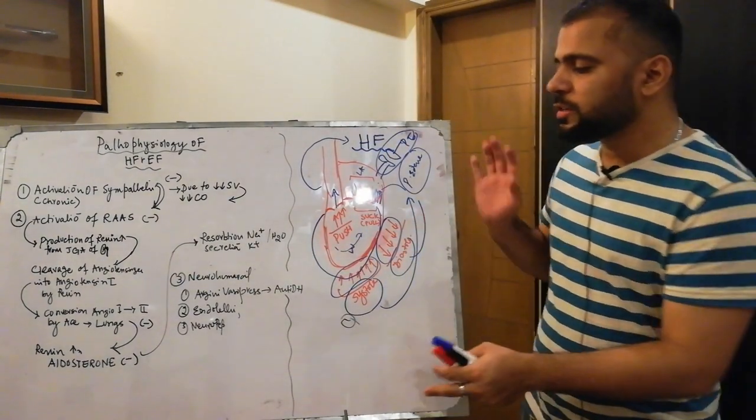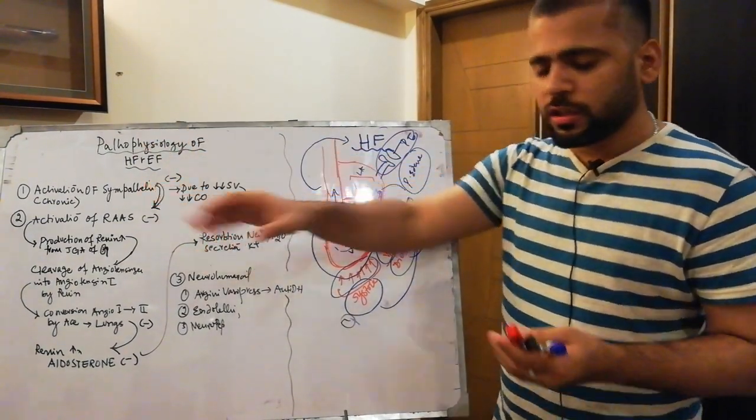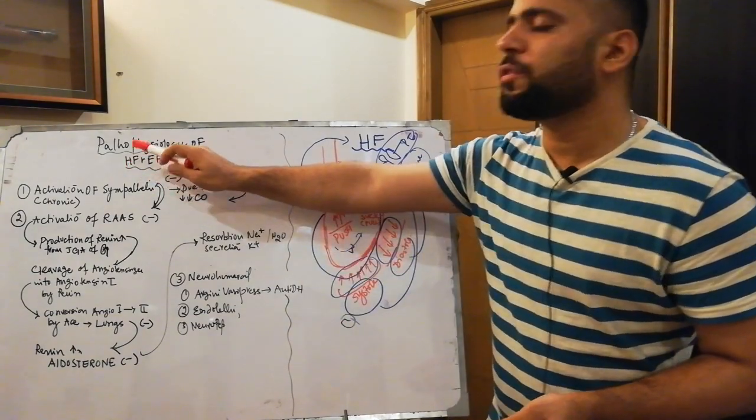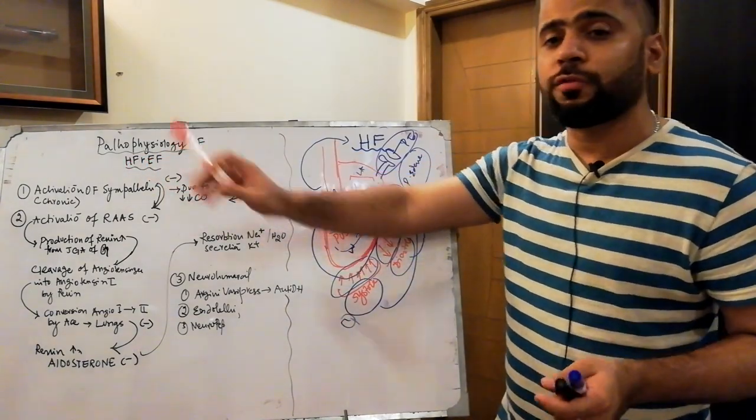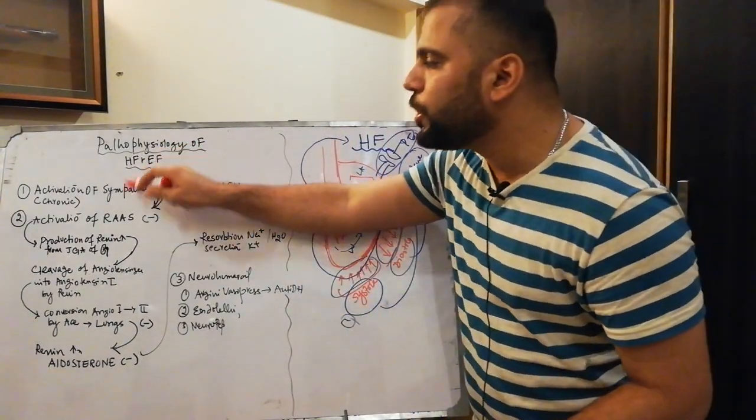Here we would discuss the pathophysiology of heart failure with reduced ejection fraction. The meaning of heart failure with reduced ejection fraction is that your patient has the symptoms of heart failure because of the reduced ejection fraction.